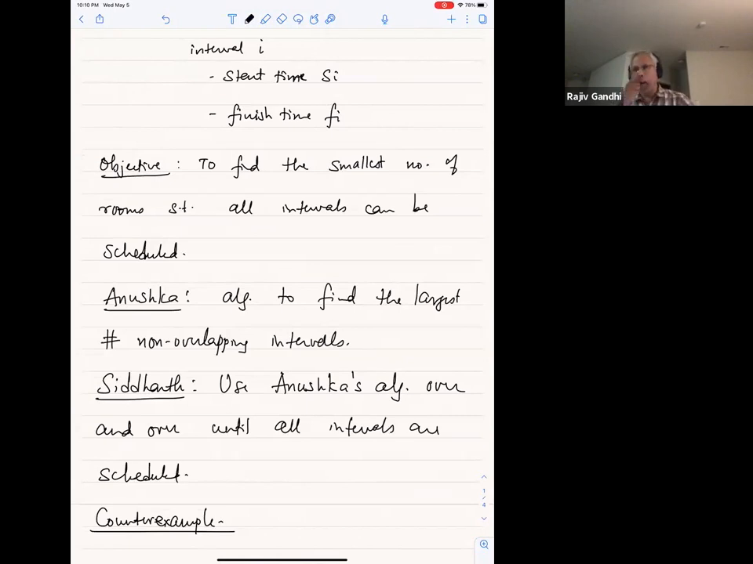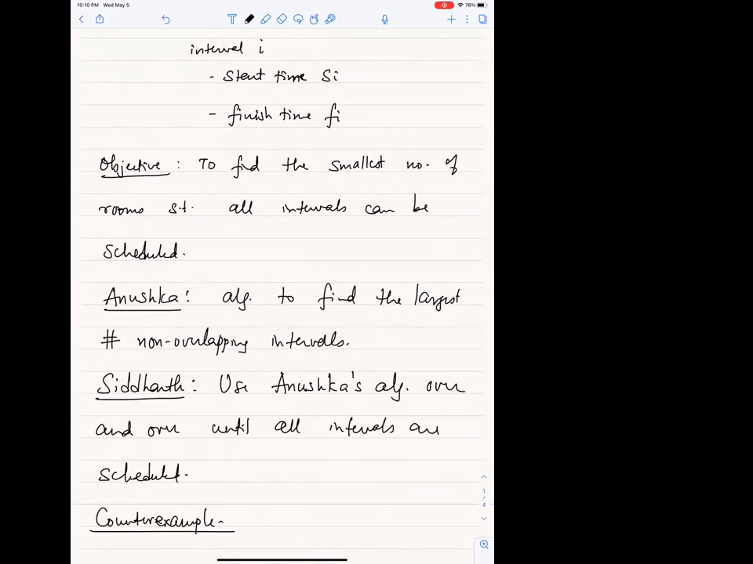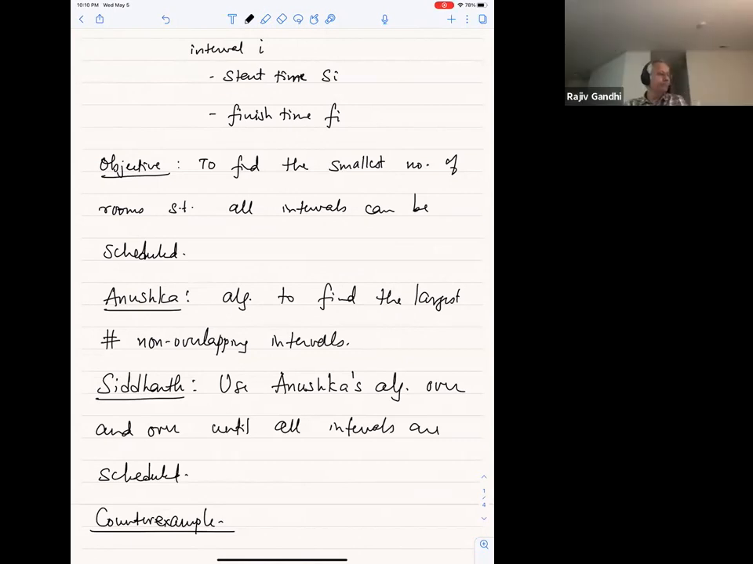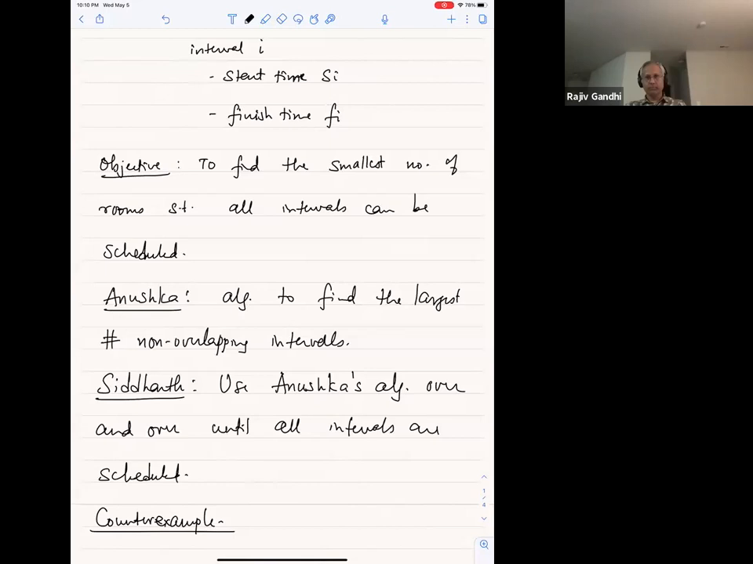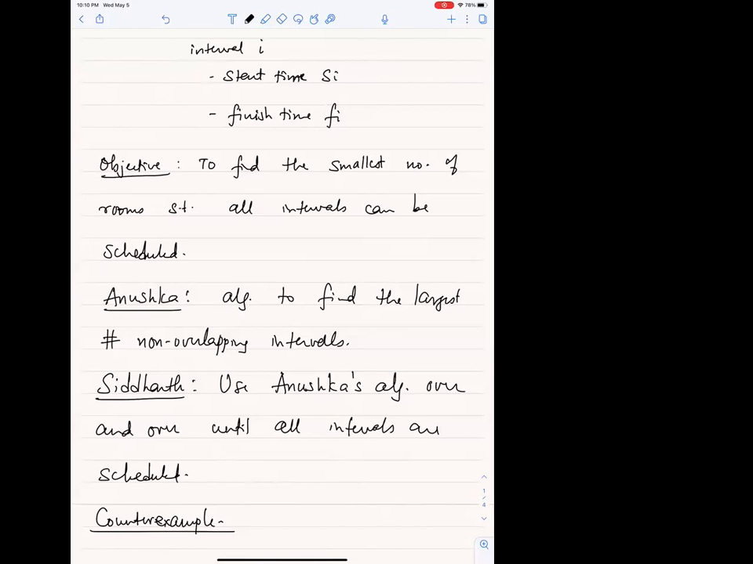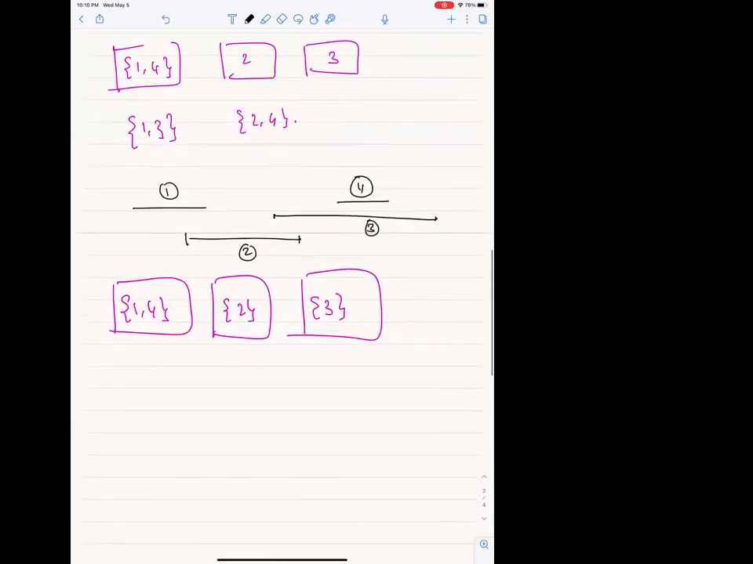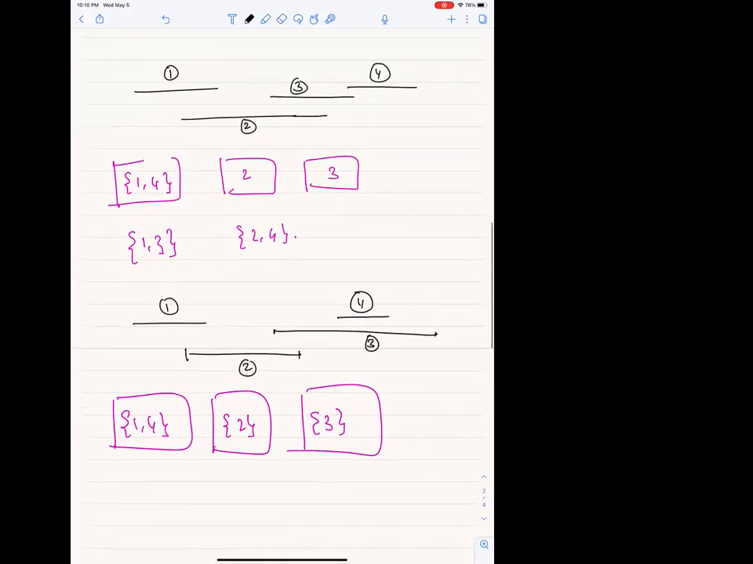Siddharth, go ahead. I think I have another algorithm. Go ahead. It is similar to my first algorithm, only thing it doesn't use Anushka's algorithm. Can you scroll down? I'd like to see that mysterious counter example right there.